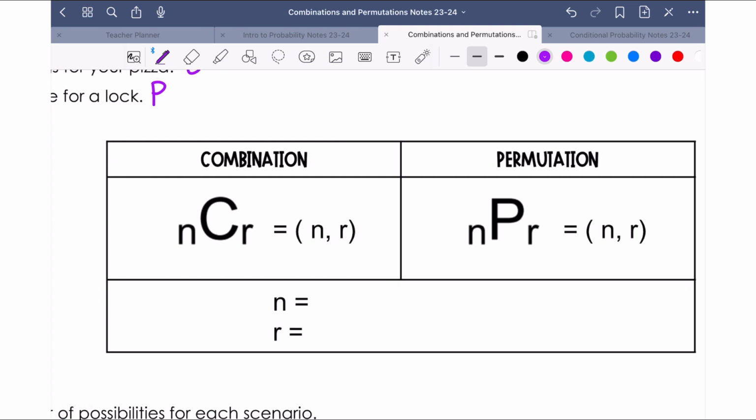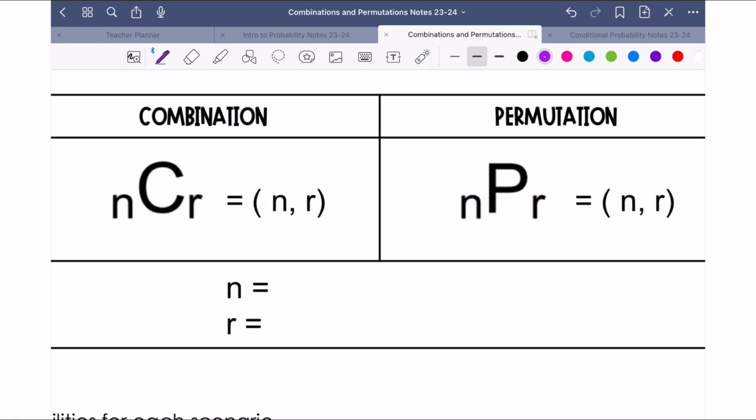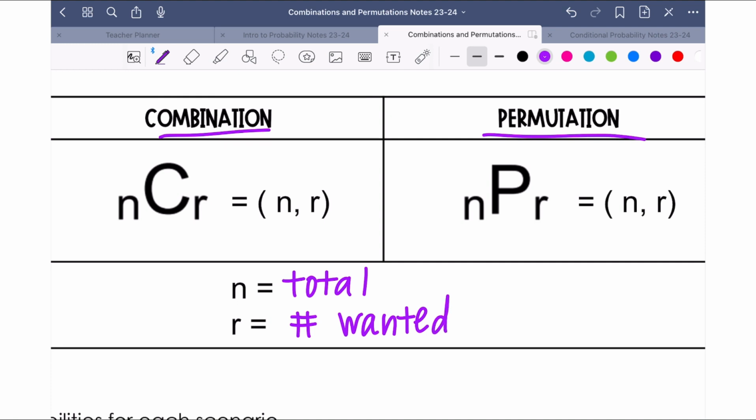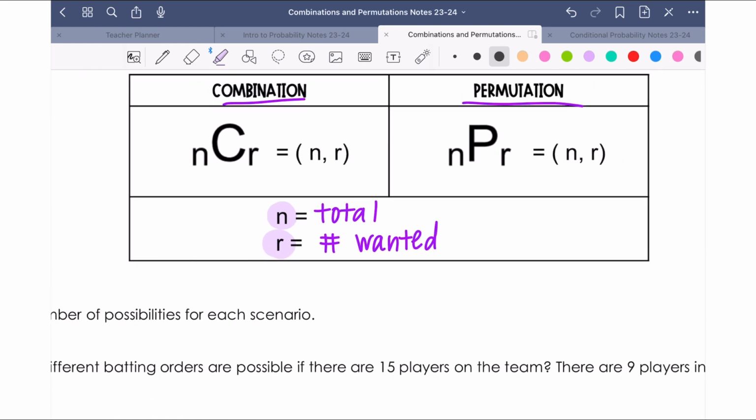And so you've got to get familiar with the format for combinations and permutations. Now, the only difference for these two is that obviously this is a combination and this is a permutation. But the N represents the total, so like how many you have. And then R represents the number that you want. Okay, and we'll see what that means right now. So when doing these problems, you have to make sure you know which one's which. Who's the total and who's the number wanted, the R. And then I'll show you how to do that on the calculator.